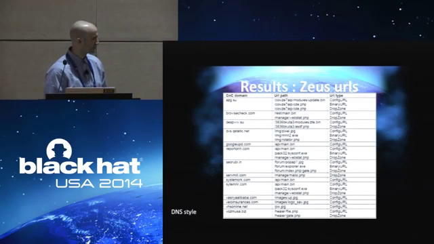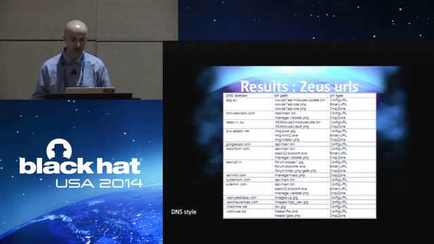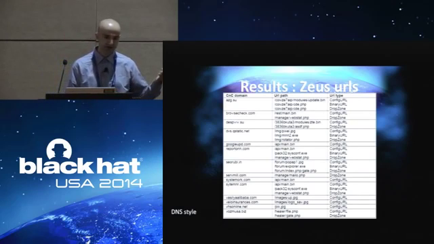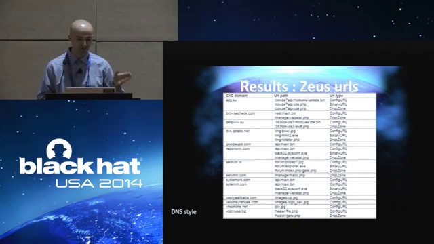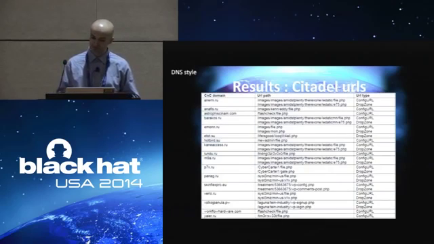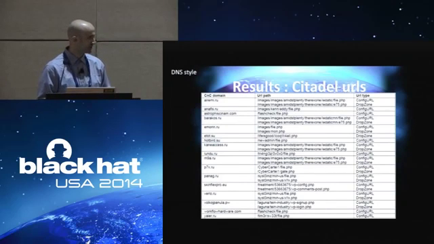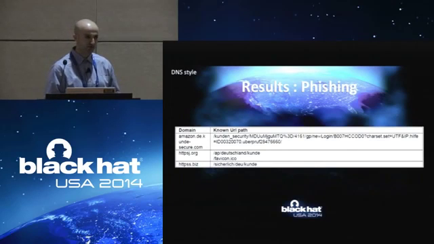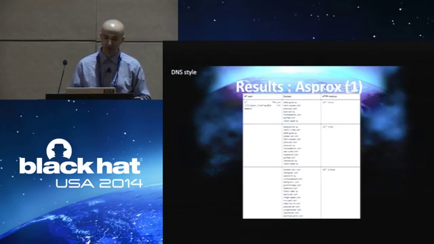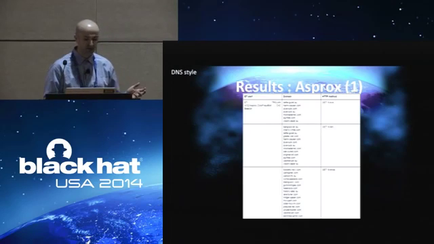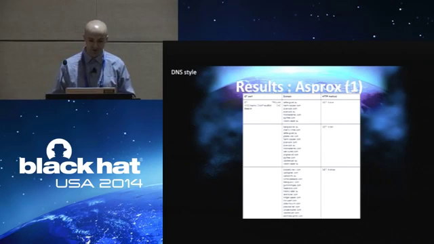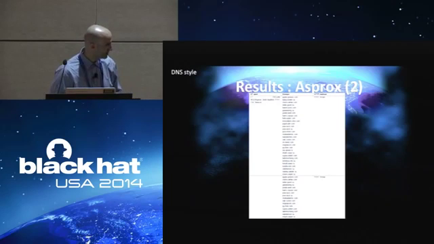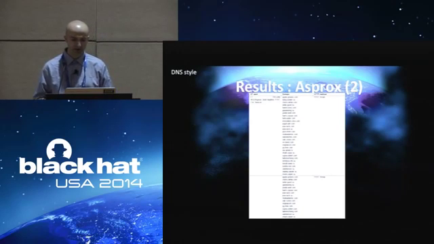So this is just for your reference. I hope you can see it. If not, you can check the slides later or the white paper. But this is generic Zeus phoning back to those fast flux C&C domains. We also have Citadel examples. A few were used by KINS and ICE9. But then also we had some phishing URLs being served by these fast flux domains. And then we also saw a lot of ASPROX beaconing traffic. ASPROX is a botnet used mainly for click fraud. So maybe that's not very clear, but you can check it on the slides later.